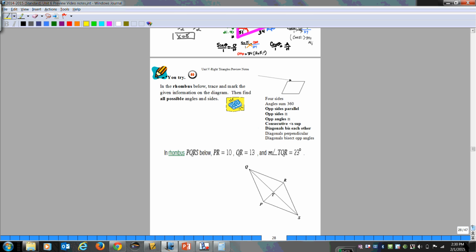Now this one is a rhombus. And here are all your qualities from a rhombus. I'd like you to take this information, put it on the rhombus, find all possible angles and sides. I'm going to give you 2 minutes to do this, and then we're going to recap this together. No, I'm going to give you 3 minutes.